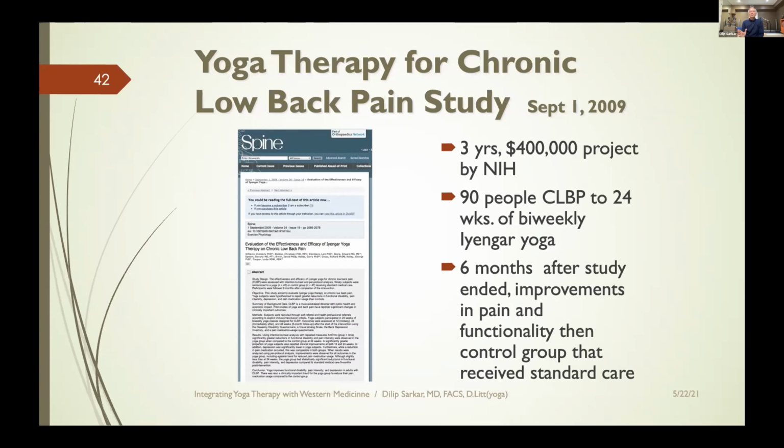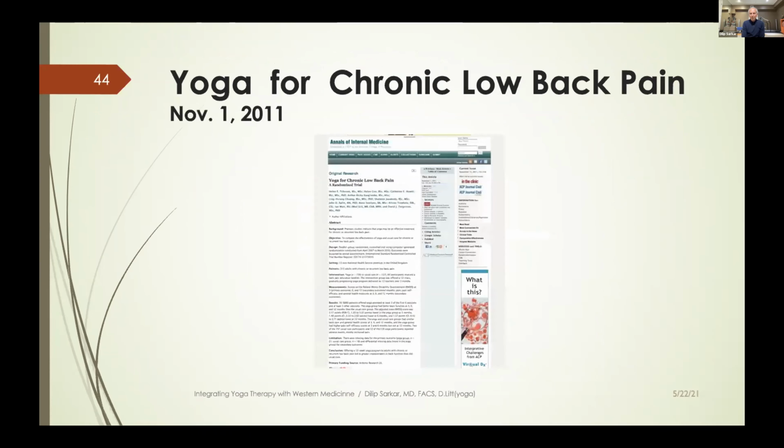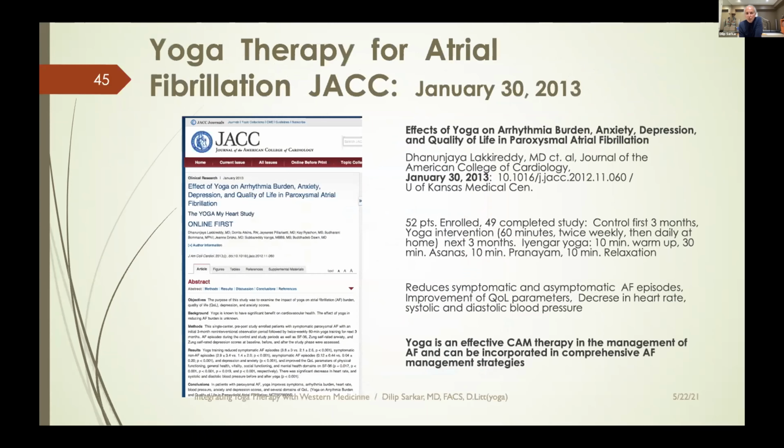They don't like many of the small research journals because they say the research is the research, but there is a clinical journal. Think of it, you say, Archives of Internal Medicine. I'm showing you these articles because it is very, very important that these are all established clinical journals. Yoga for clinical low back pain.